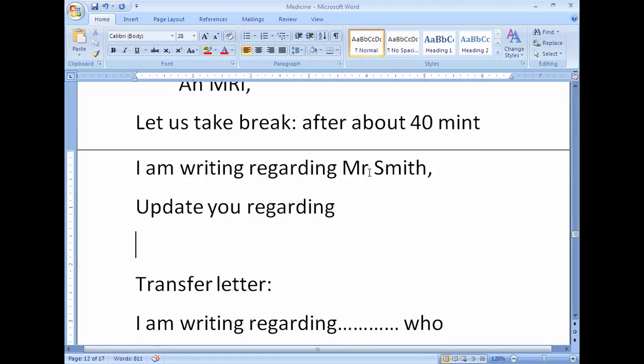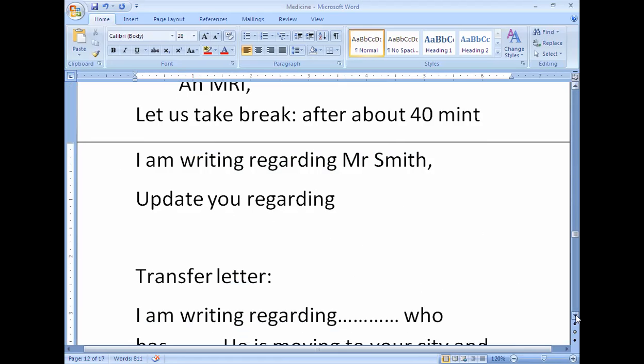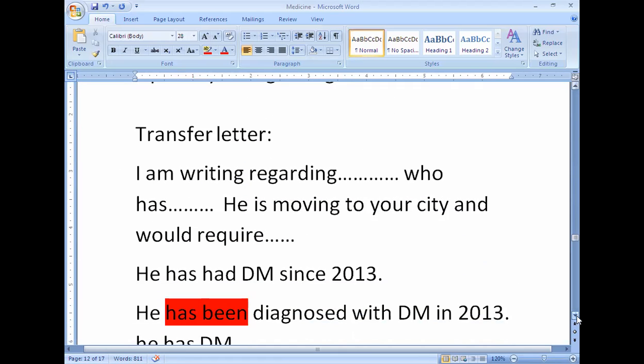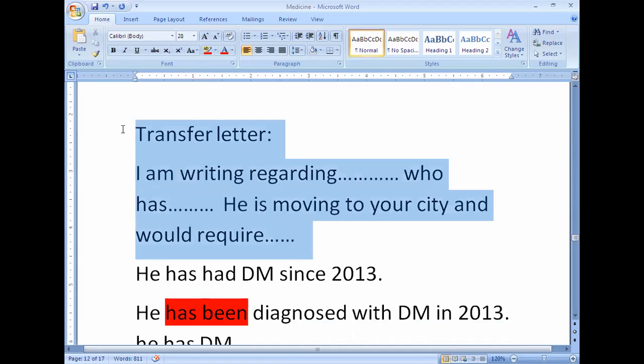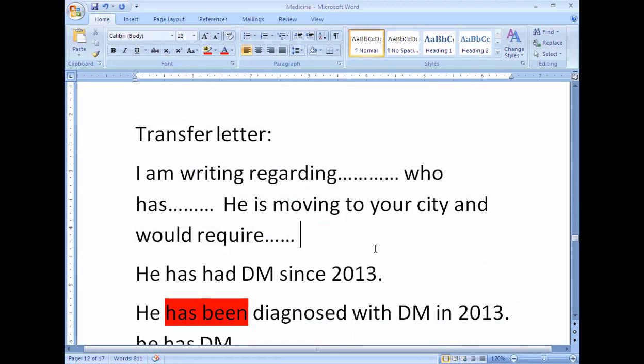So I am writing regarding Mr. Smith. I am writing to update you on Mr. Smith. I am writing to update you regarding Mr. Smith. No, transfer letter. Ms. Tatiana will tell me what is different in a transfer letter that we need to mention in the purpose that is not written in the purpose of other types of letters.